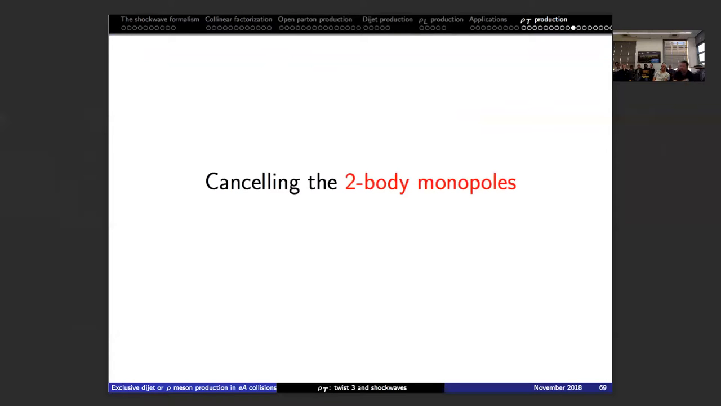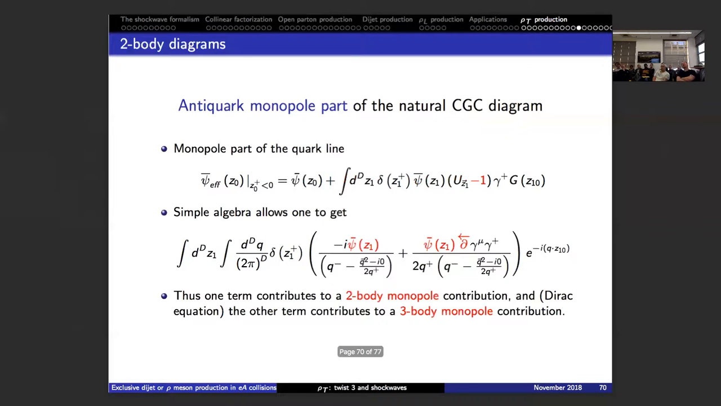So let's cancel the two-body monopoles. Now, again, that's my natural CGC diagram, so the term in which my field scatters at least once. And I am isolating this minus one here. Now, I'm Fourier transforming this and anti-commuting, as I was saying on the board. What I'm getting here is one term, which is very nice.